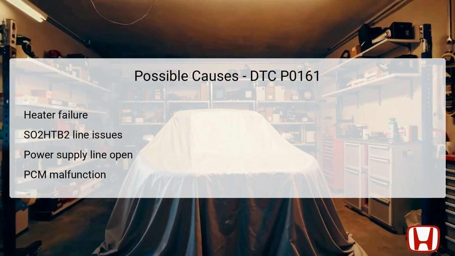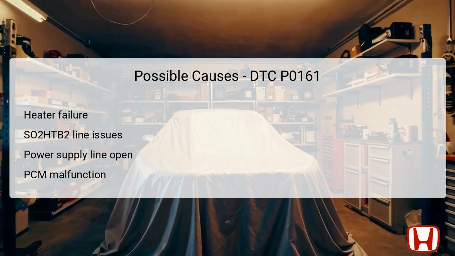The first probable cause could be a failure within the heater of the sensor itself, which impairs its function to heat adequately. Another possibility is an issue with the SO2-HTB2 line, either being open or shorted to ground, both of which would severely affect the heater's ability to operate. Additionally, a power supply line that is open, including a blown fuse, can disrupt the heater circuit entirely. Furthermore, if the PCM experiences an internal circuit failure, it may not correctly command the heater, resulting in this DTC error.